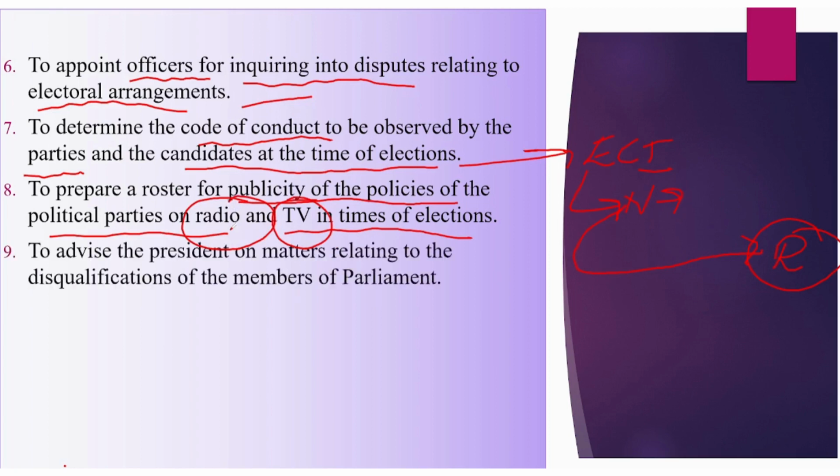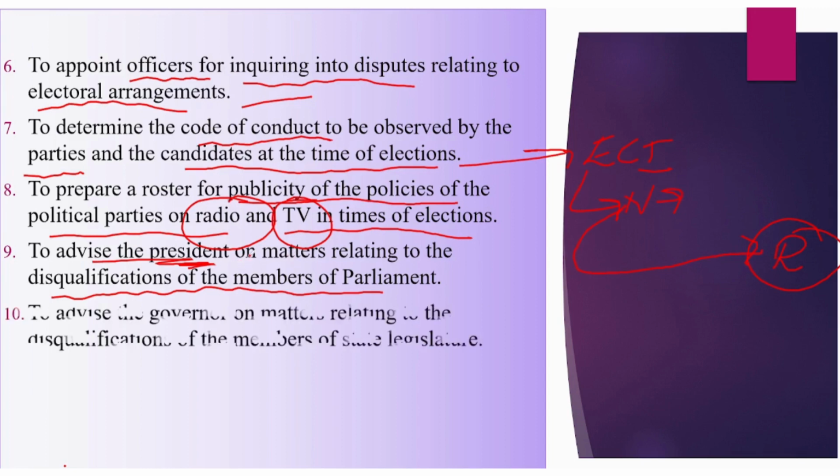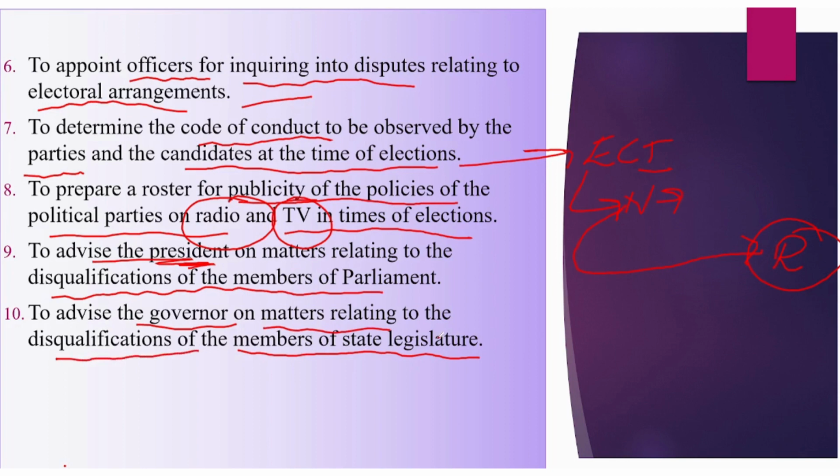The next point says to advise the president on matters relating to the disqualification of members of parliament. The Election Commission of India will advise the president in matters relating to the disqualification of members of the parliament. If any member of the parliament is convicted in a court of law and gets a punishment of more than 2 years, then he will be disqualified. In the case of members of the state legislature, the Election Commission will advise the governor on matters relating to their disqualification.